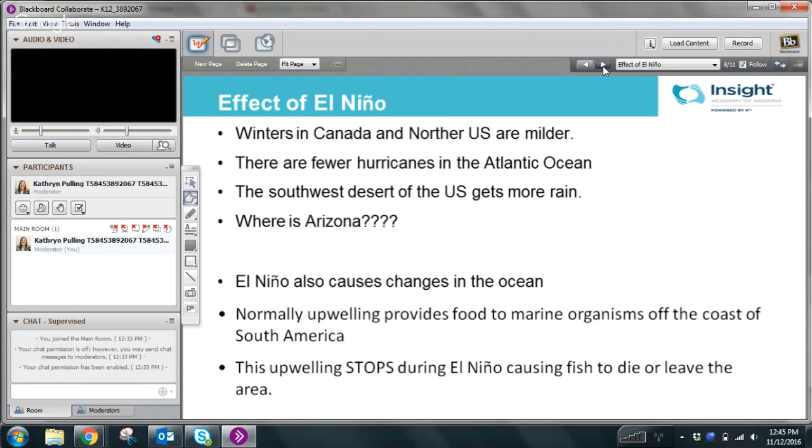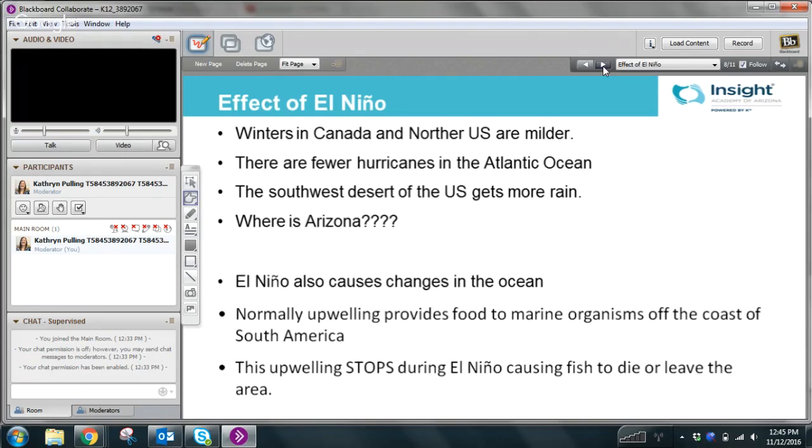So some of the other effects of El Nino: winters in Canada and northern US are milder, and there are fewer hurricanes in the Atlantic Ocean. The southwest desert of the US gets more rain. Where's Arizona? Yeah, we're in the southwest desert. Okay, so I will say this year didn't quite match that 100%, because I think our monsoon season was kind of light, but that could mean that over the winter we're going to get a fair amount of rain.